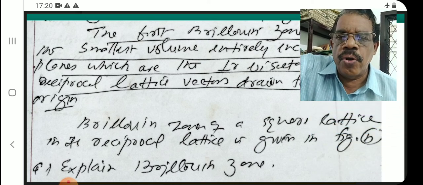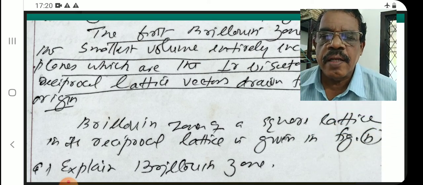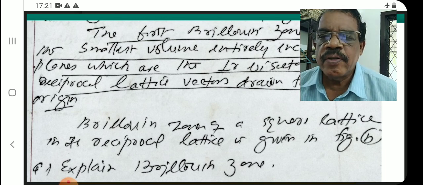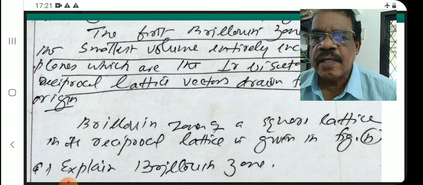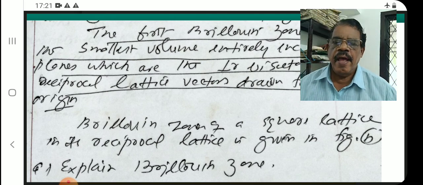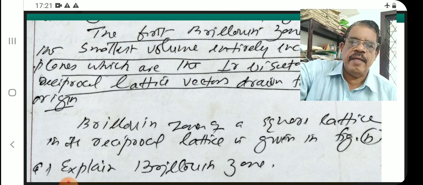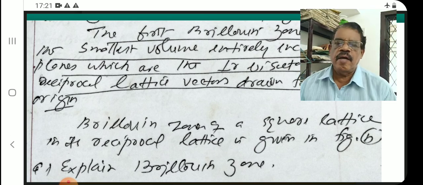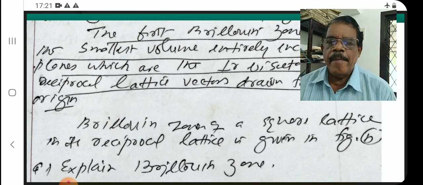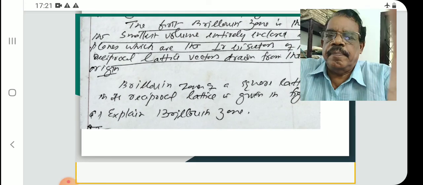Brillouin zone of a square lattice in its reciprocal lattice is given in figure B. The question is: explain Brillouin zone. It will be asked as a 2-mark short answer, so drawing these two figures and writing this much is enough. Explain Brillouin zone in reciprocal lattice.